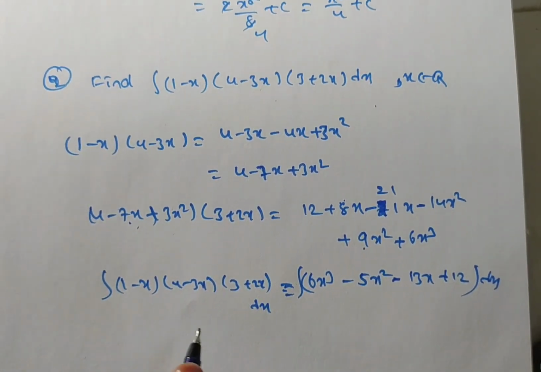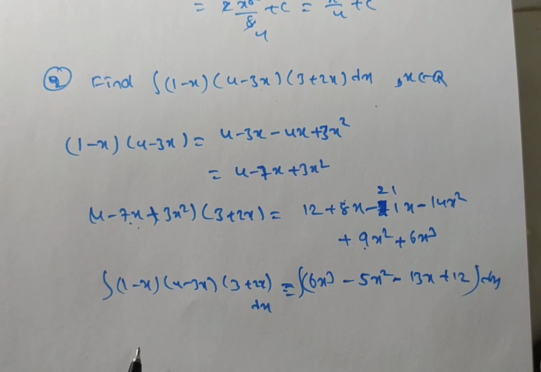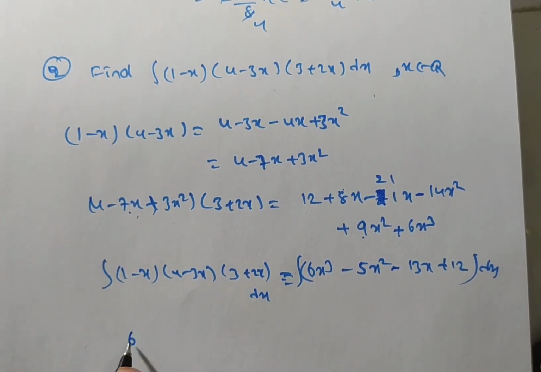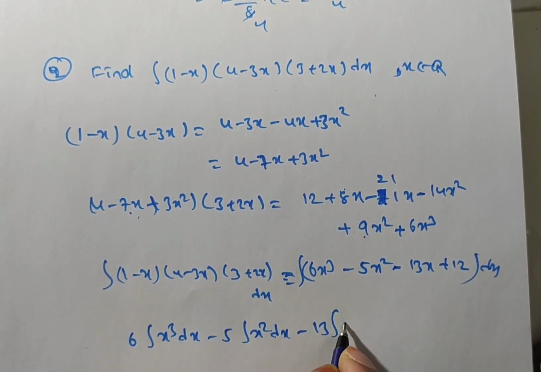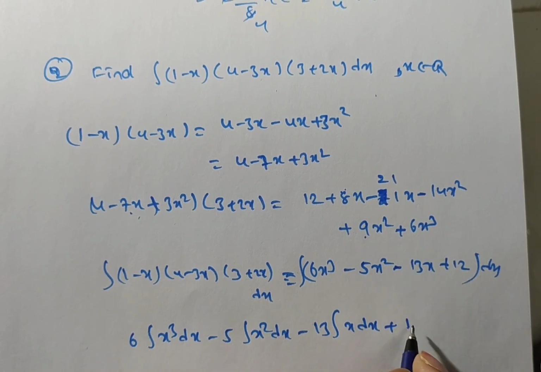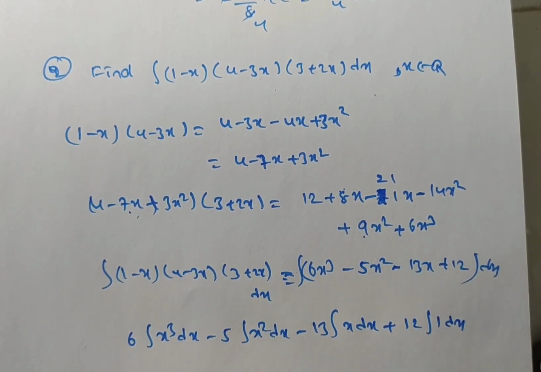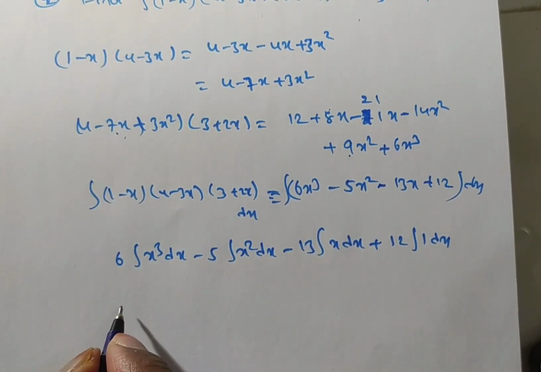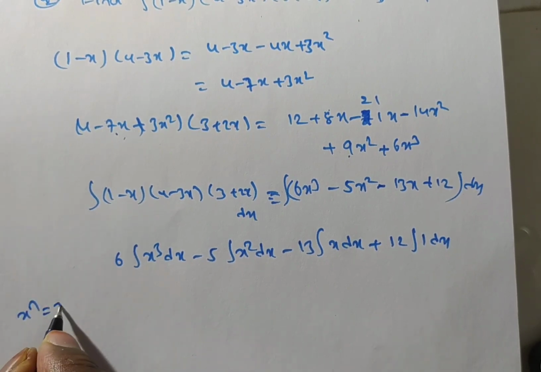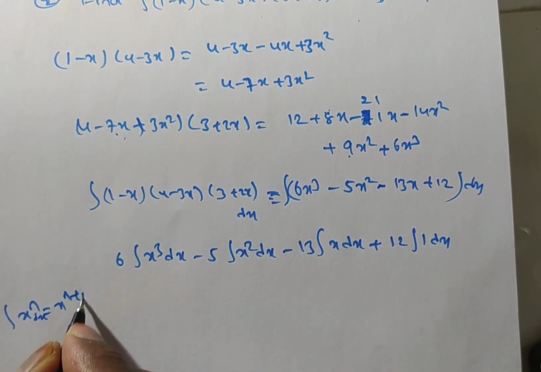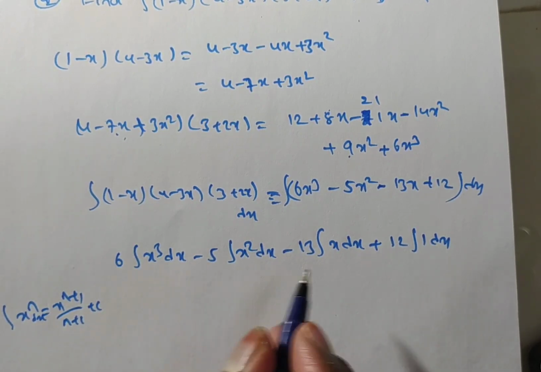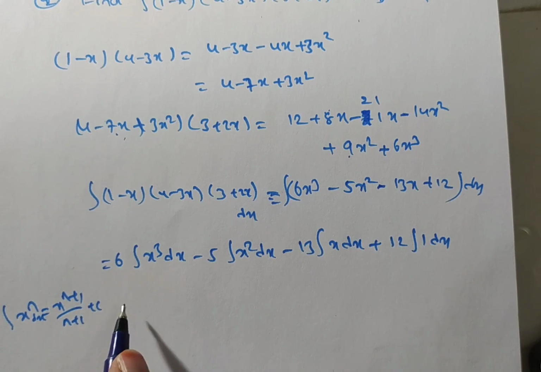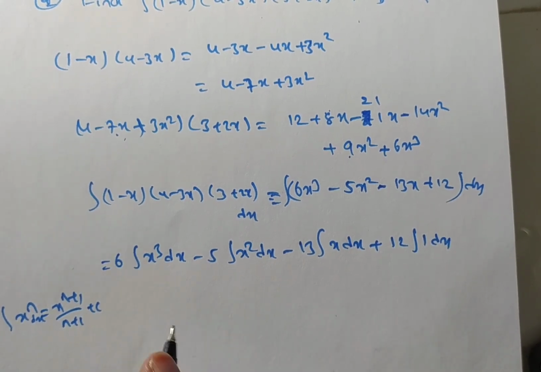Yes. So by the linearity property of the integral we have 6 times integral x cube dx minus 5 times integral x square dx minus 13 times integral x dx plus 12 into integral 1 dx. The constant you can write like this, right? Now, what is the x power n integration? Integral x power n dx is equal to x power n plus 1 by n plus 1 plus c. So here there are 4 integrations, but you can write commonly instead of c1, c2, c3, c4.